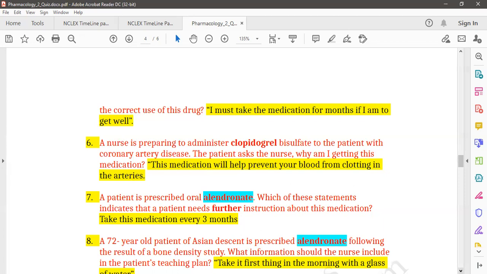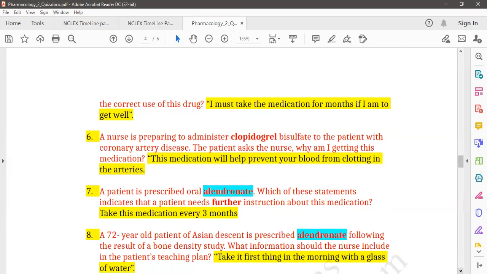A 72 year old patient of Asian descent is prescribed alendronate following the result of a bone density study. What information should the nurse include in the patient teaching plan about this osteoporosis drug? Take it first thing in the morning with a full glass of water.